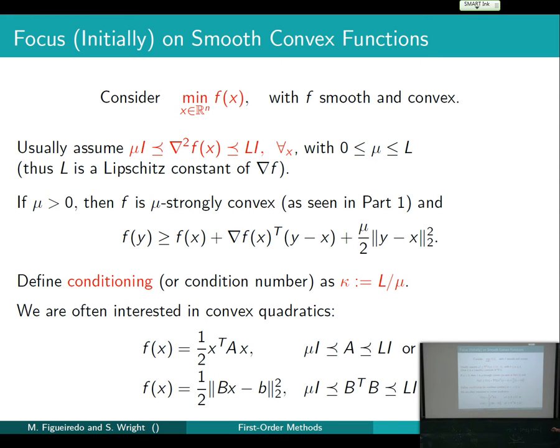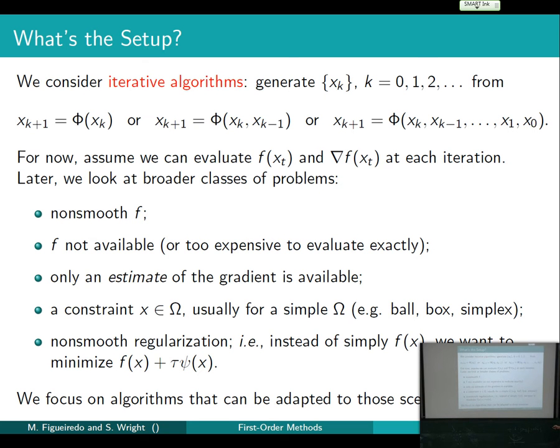Often we'll talk, again, Francis, great minds think alike. He also spent a bit of time talking about convex quadratics, because a lot of what you learn about first-order methods, you can observe just by looking at the quadratic case. So a lot of what I say will focus on that. So what's the setup here?